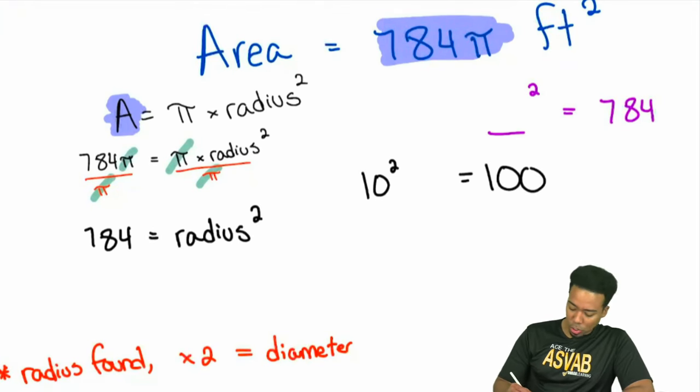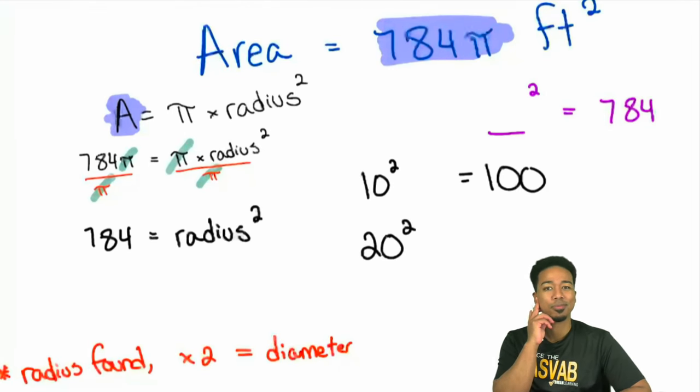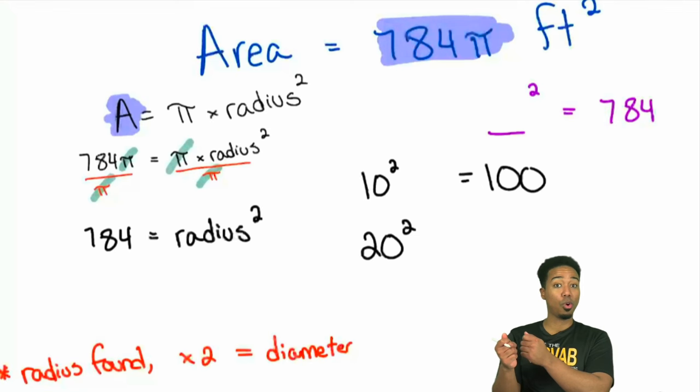Nah. Let's try 20. Everybody, what's 20 squared? What's 20 times 20? 20 times 20, that'll be 2 times 2, which is 4.